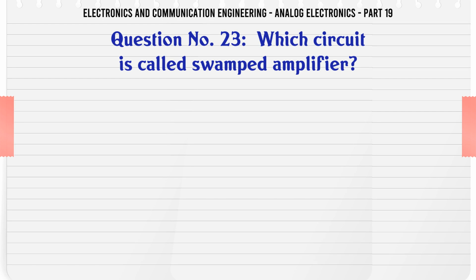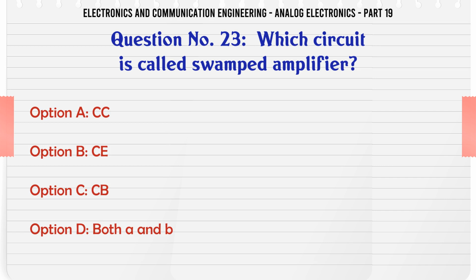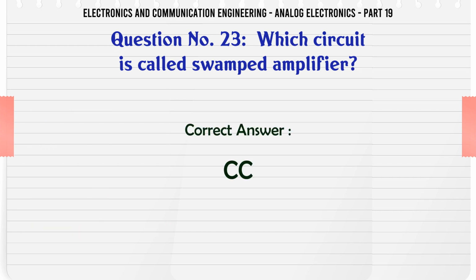Which circuit is called swamped amplifier? A. CC, B. CE, C. CB, D. both A and B. The correct answer is CC.